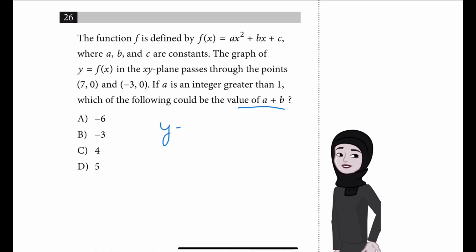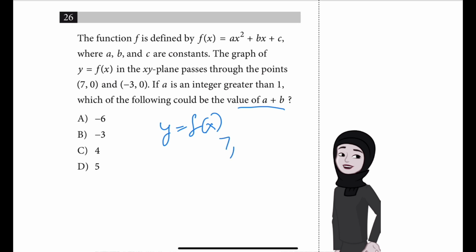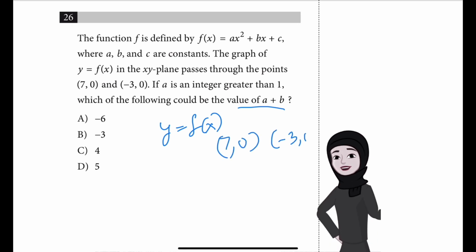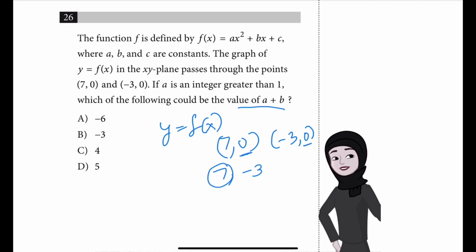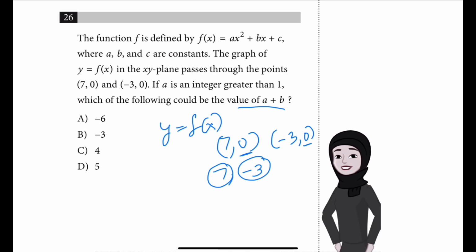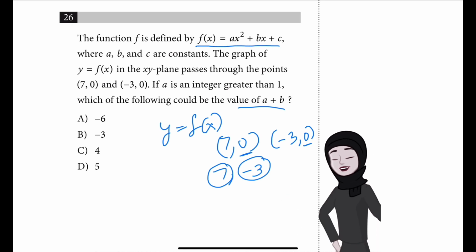And so it is given to us that y is equal to f of x. The graph of y is equal to f of x in the xy-plane passes through the points (7, 0) and (-3, 0). It follows that when the value of x is either 7 or -3, the value of f of x is 0. That means the output is 0 when the input is 7, and when the input is -3, the output is 0. It's also given that the function is defined by f of x is equal to ax squared plus bx plus c, where a, b, c are constants.